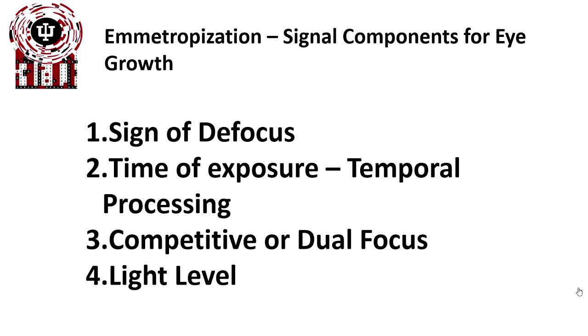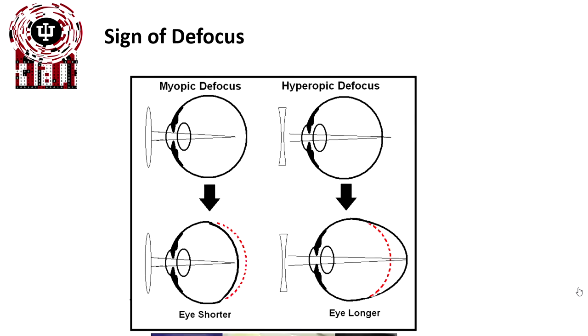The first and the biggest one is the sign of defocus, and that's where the image is placed relative to the retina. Second, the time of exposure, what we call temporal processing, is important. It's also important to know how the eye responds to dual or competing focus. And finally, how do light levels affect our emmetropization process?